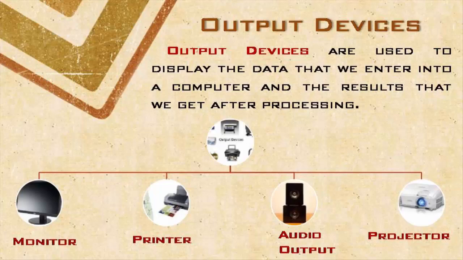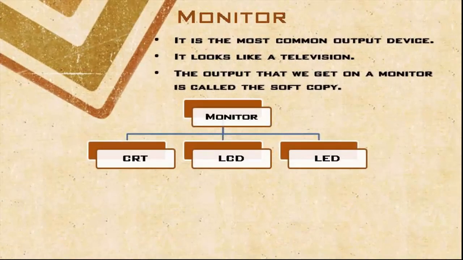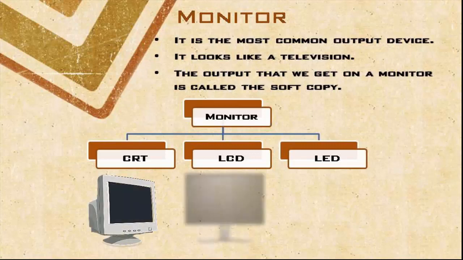So first we will discuss the monitor. What is a monitor? It is the most common output device. It looks like a television. The output that we get on a monitor is called the soft copy. Now monitors are of three types: CRT, LCD and LED.